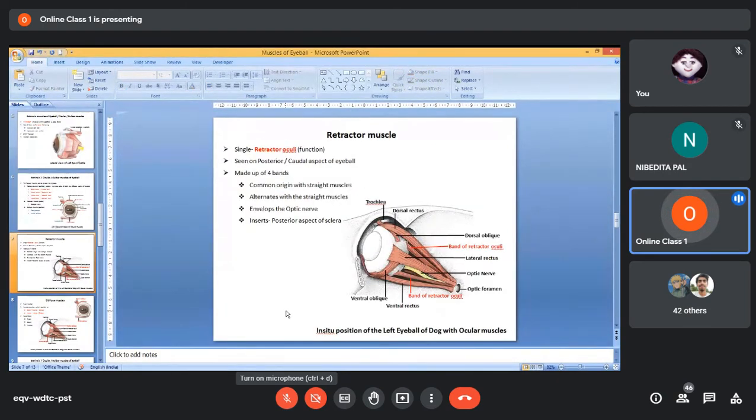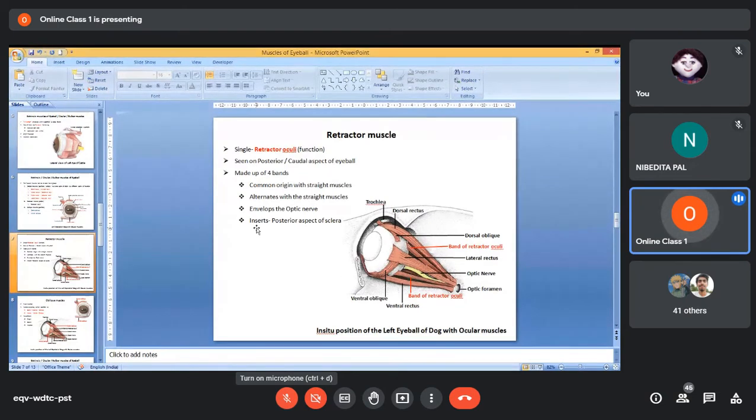Now coming to the retractor muscles. The retractor muscle, as I told you, is single and is called the retractor oculi muscle. The name is based on its function, and it is seen on the posterior aspect of the eyeball. Though it is a single muscle, it is made up of 4 bands.